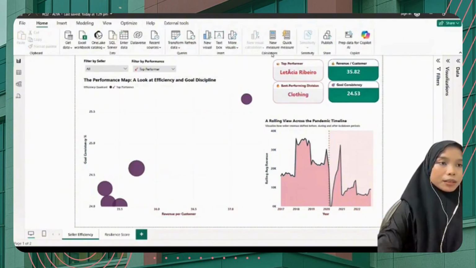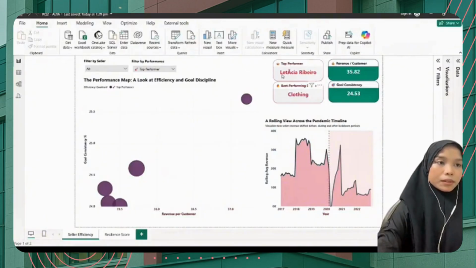Moving to the right panel, you will see two KPI cards. The first one highlights the top performing seller based on both revenue and consistency. The second card shows the best performing division based on overall seller efficiency in that department. Below that, we have a line chart showing the rolling average revenue across time from 2017 to 2022.